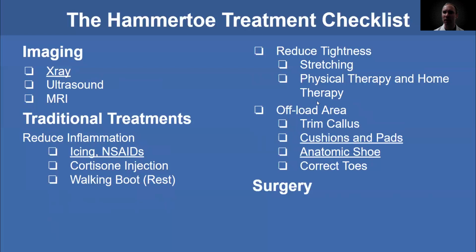Walking boot, but the main key really here is offloading. So trim the calluses, use cushions, an anatomic shoe with a really wide, deep heel and toe box. Correct Toes can help if people are not wanting the surgery, they're wanting just to kind of rest the area. There are some stretching exercises that have been known to help a little bit. I haven't had the best success with the stretching component of it.